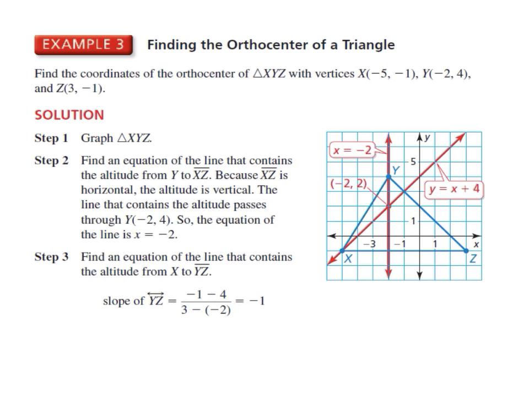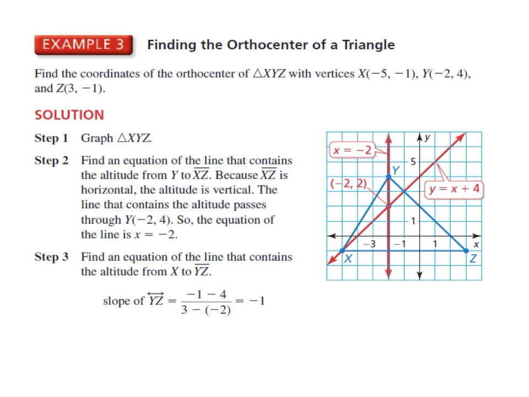The line that contains the altitude passes through the point -2, 4. So the equation of the line is x equals -2. Step 3, find the equation of the line that contains the altitude from X to segment YZ.